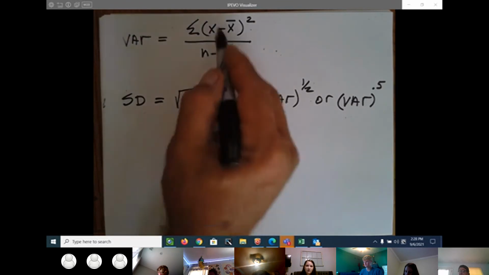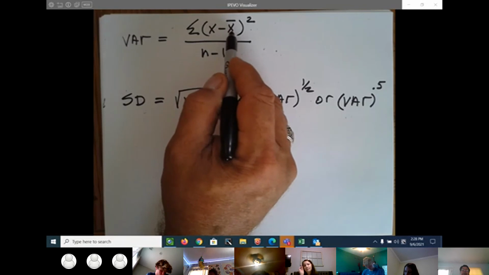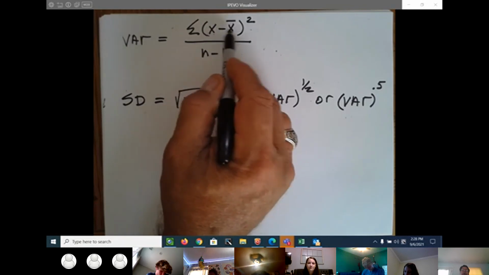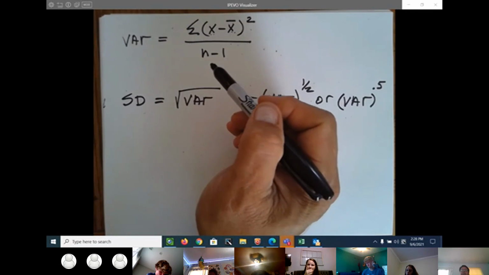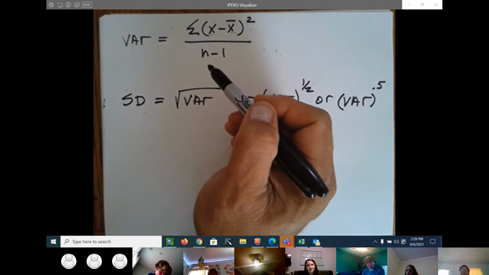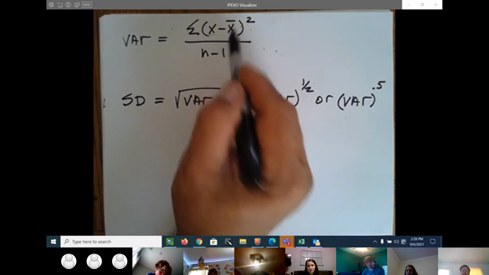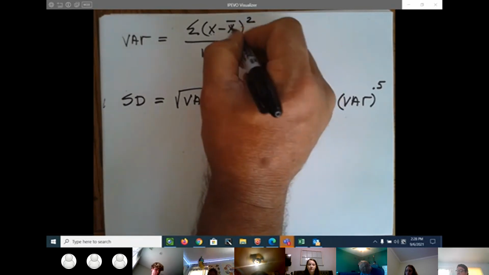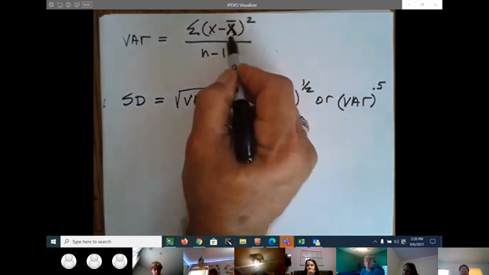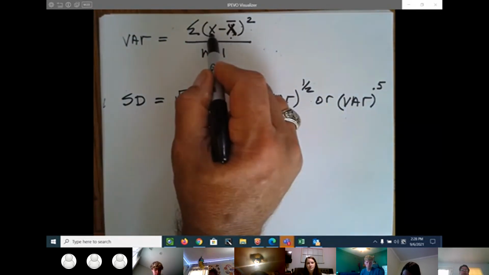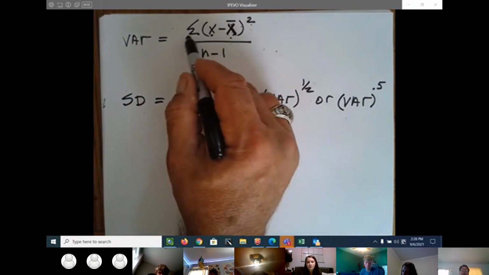So, what does this mean? What am I going to subtract from each number, from each test grade? What am I going to subtract? Well, what is x bar? That's the mean, right? So I'm going to subtract the mean from every x. I'm going to square that number, and then I'm going to add them all up.